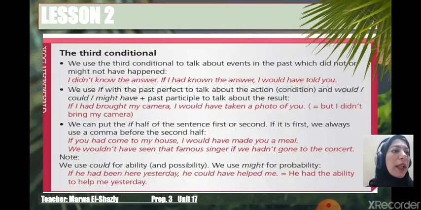For example, again, if I had studied hard, I would have passed my exams. This example shows my regret, and it's an impossible situation to be changed in the past because it had already happened, the condition and the result. The condition: if I had studied hard. The result: I would have succeeded, or I would have passed my exams. Okay?